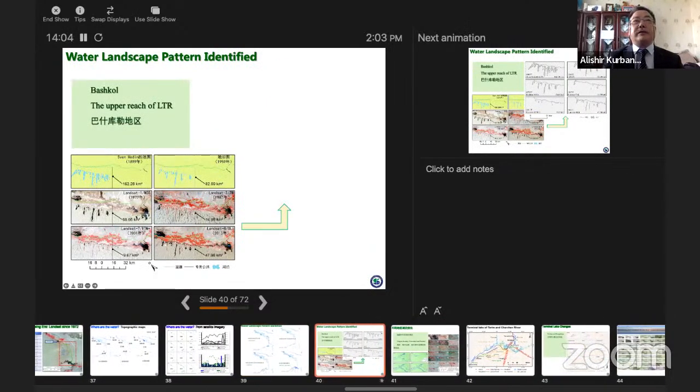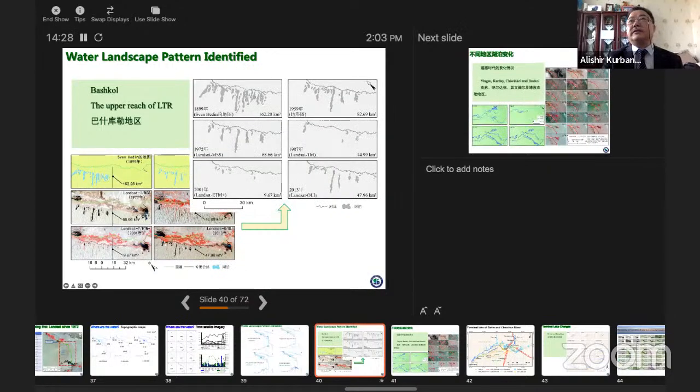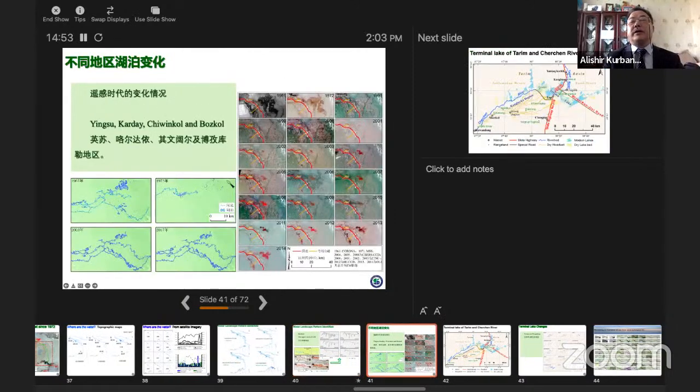And then we combined the historical records, from Sven Hedin for example, and also the topographic map, which was made in 1959 based on aerial photography, and then later used satellite images to understand some lakes alongside the Tarim River, what happened. And then we can see that from the Sven Hedin period to the 1960s, it's still decreasing. And also after 2001, it started increasing again. So it means that the water transferring project made some effect here.